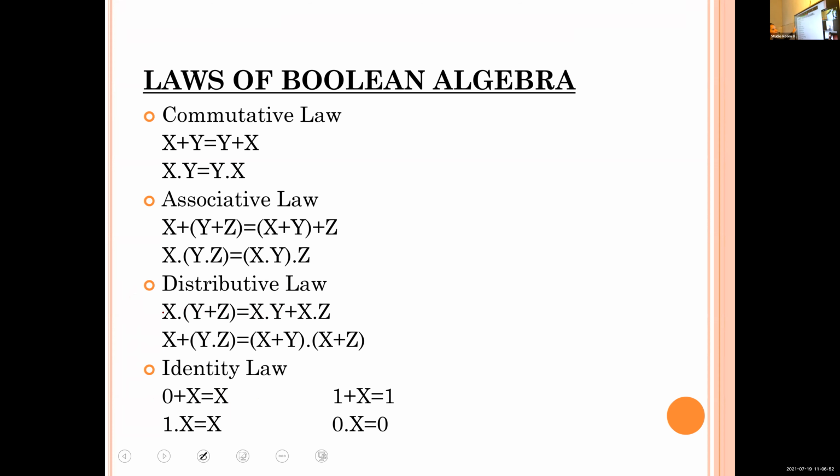In commutative law, the first law is based on OR gate, that is x plus y is equal to y plus x. What is x plus y is equal to y plus x? If there is a change in position, there is no change in value, that is commutative law. X plus y, if we use x first and add with y, and if we use y and then x, the result is same, that is commutative law.